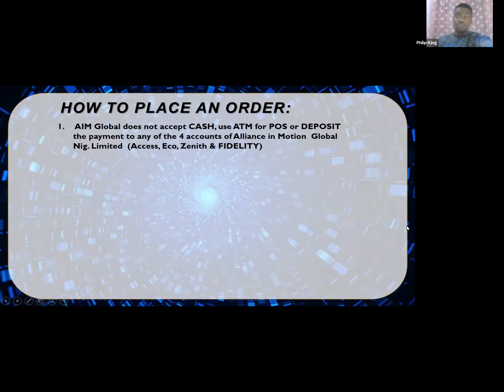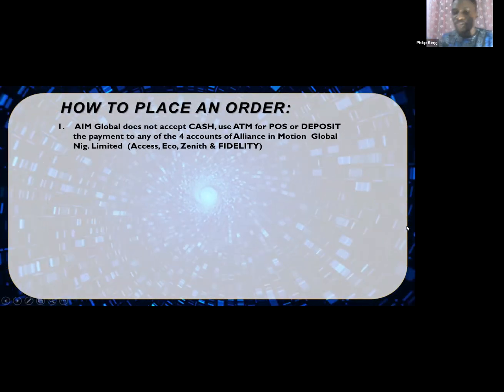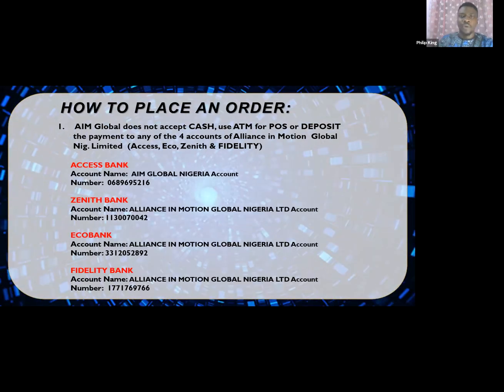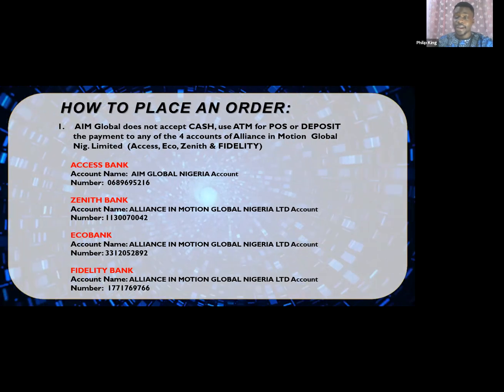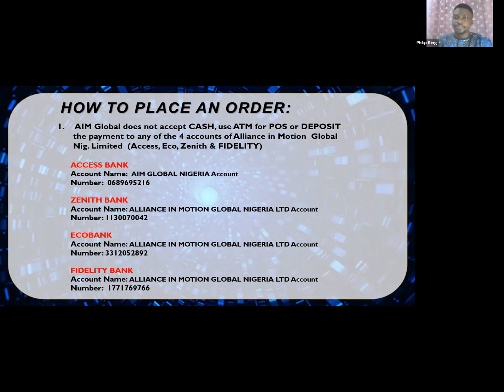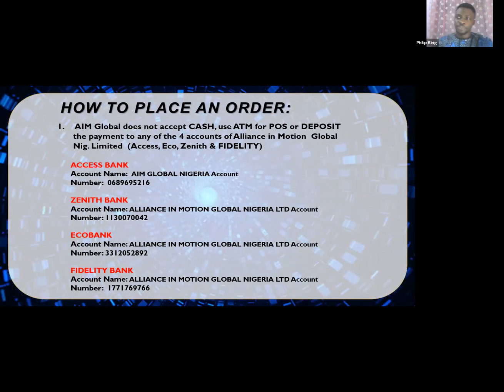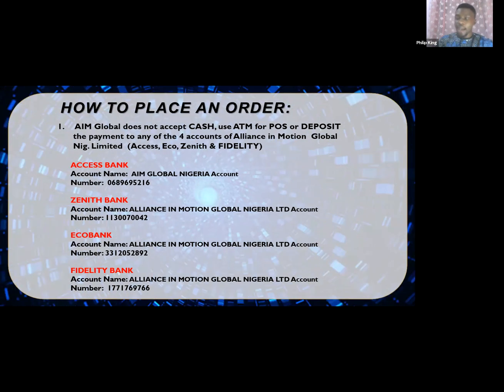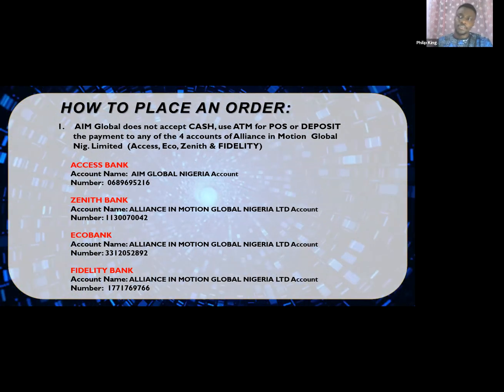Now, if you want to do your reorder, all you have to do is check the product you want, pay to the company's accounts. There are so many of the company's accounts, but what we are using right now is the Access Bank account. So what you do is check for the product you want, check the price. There's a price list for all our products, distributor price and all that. Check the price, pay to the company's account the amount multiplied by the quantity you want.